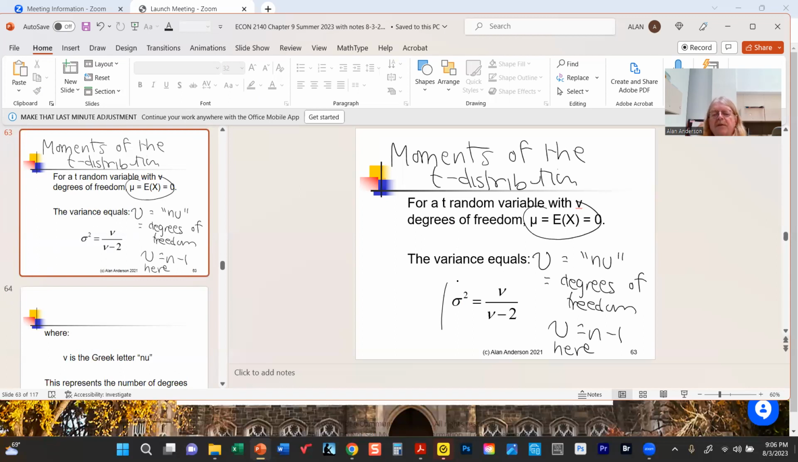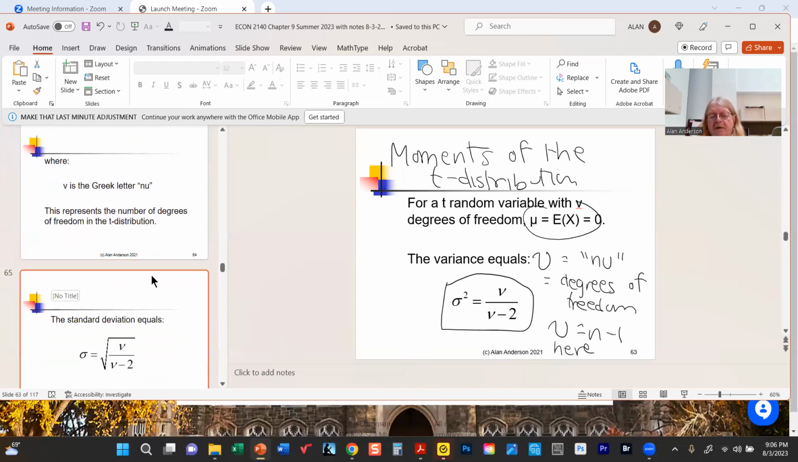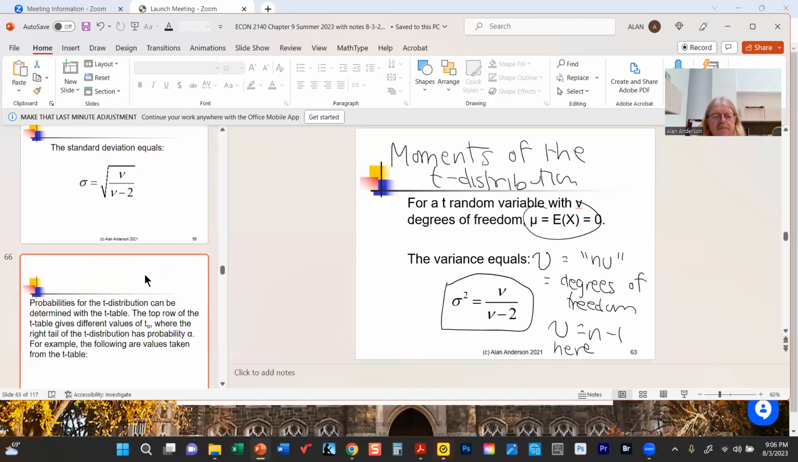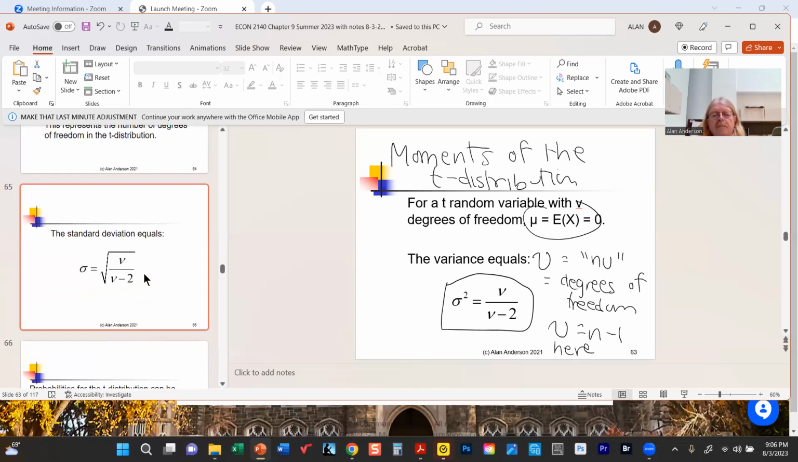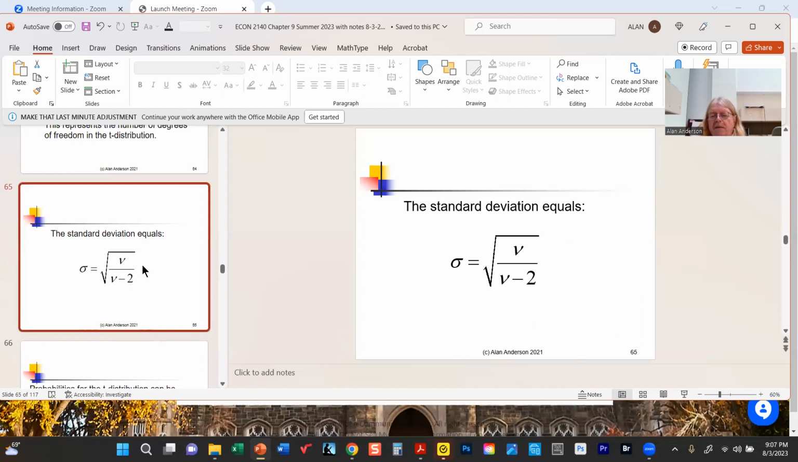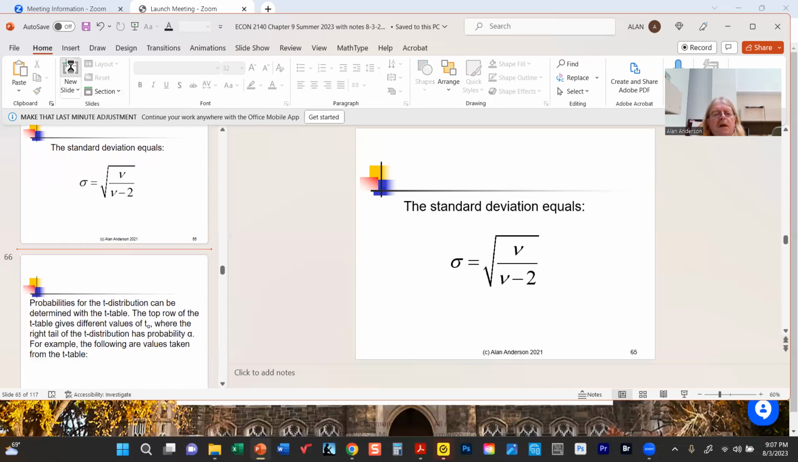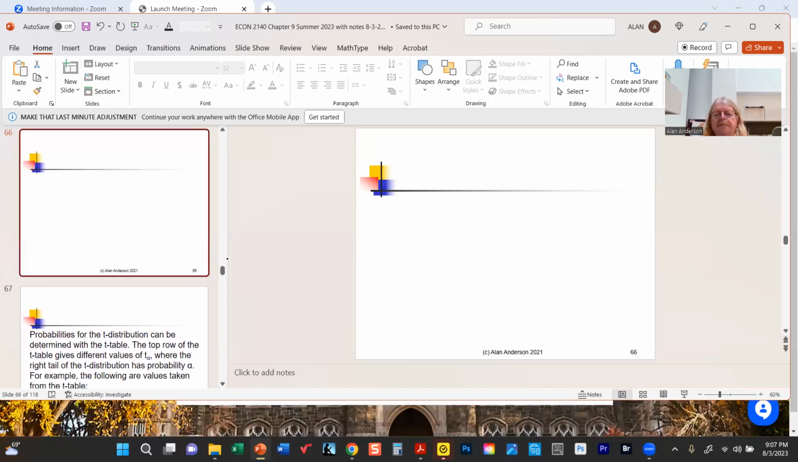So the variance of the t distribution is nu over nu minus 2. All right, degrees of freedom over degrees of freedom minus 2. And of course, that implies that the standard deviation is simply the square root of that. Okay, and you can see that here. Now, this gives me an opportunity to show you why the t distribution is so close to the standard normal when we have a lot of degrees of freedom. Let's just take a look at these calculations.